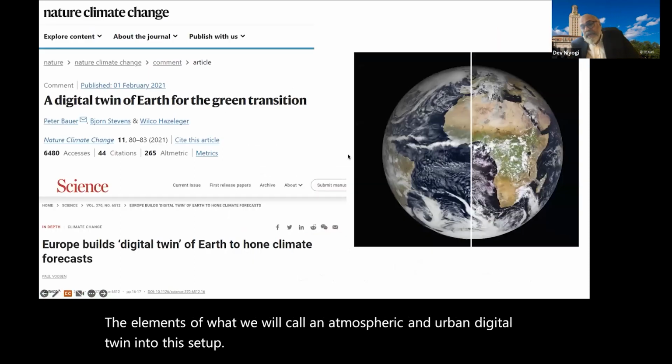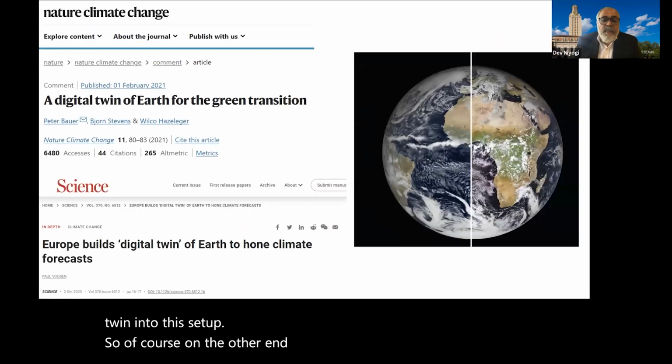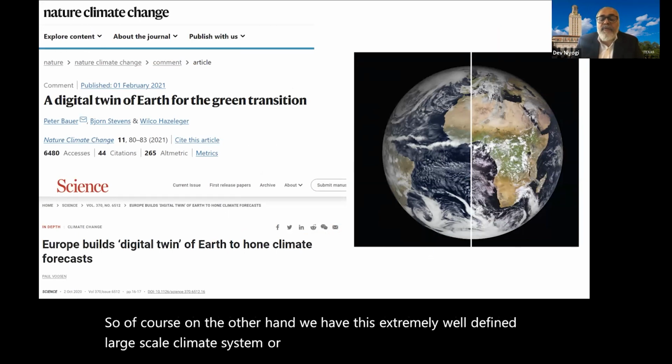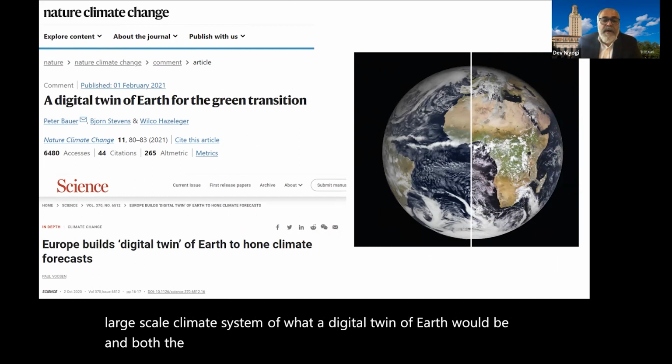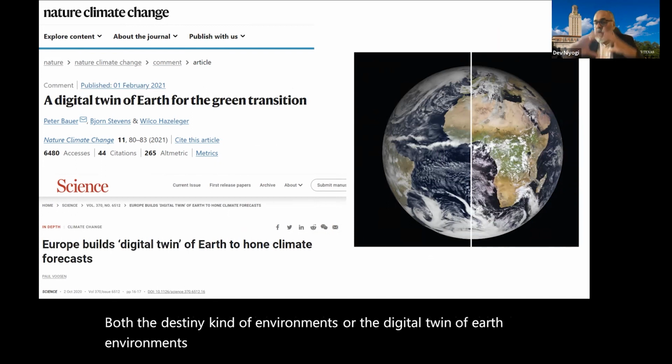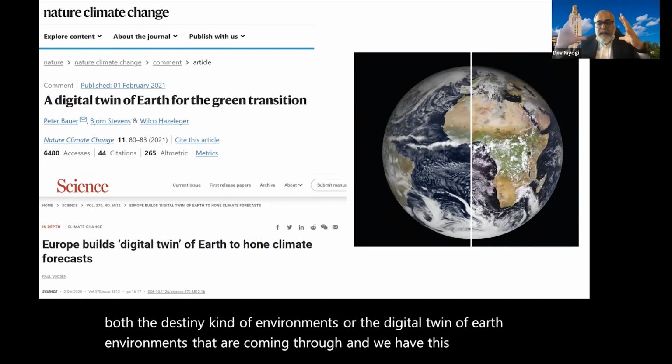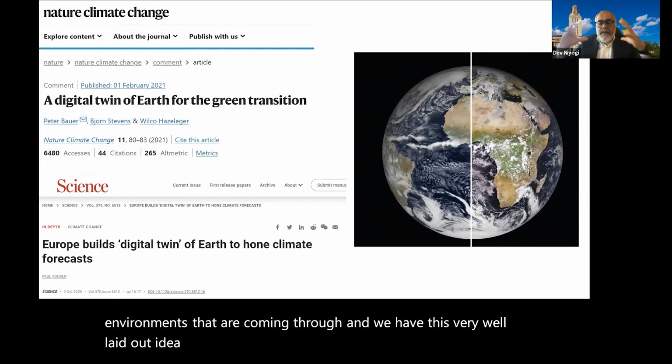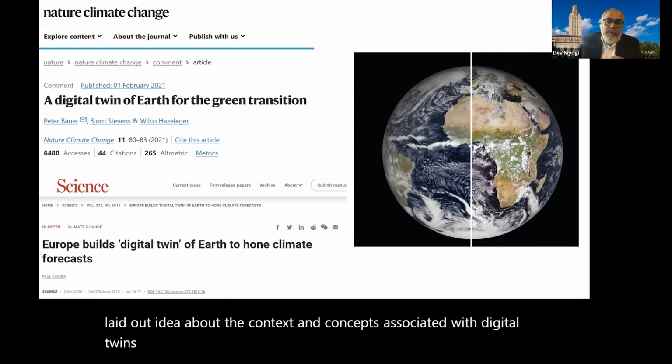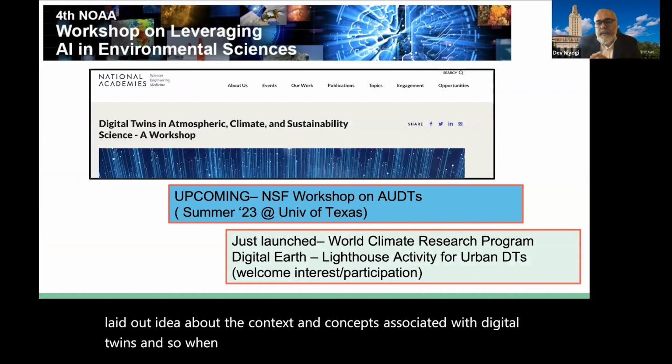So, of course, on the other end, we have this extremely well-defined large-scale climate system of what a digital twin of Earth would be, and both the Destiny kind of environments or the digital twin of Earth environments that are coming through. And we have this very well laid out idea about the context and concepts associated with digital twins. And so where do we go with that?